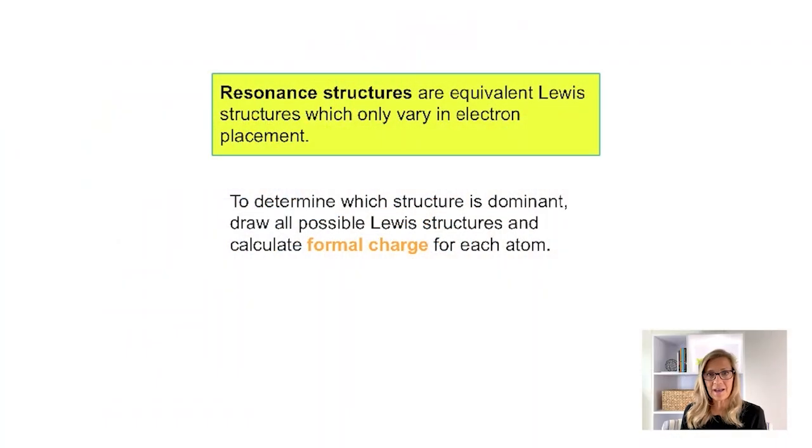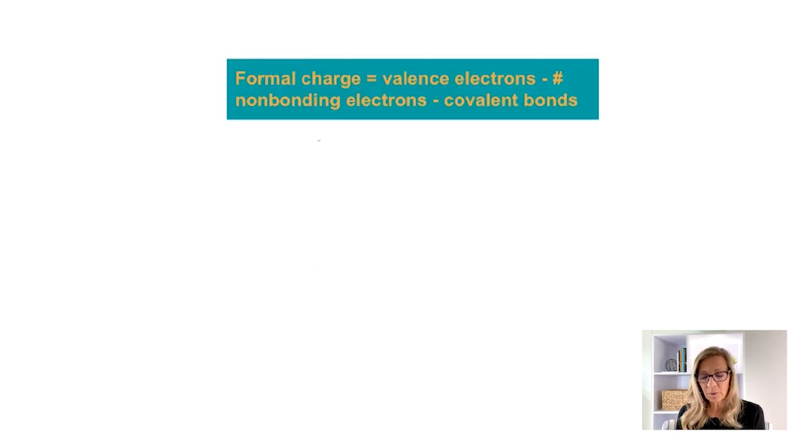So when you have the ability to draw more than one Lewis structure for a compound, how do you know which one is valid? Well, resonance structures are Lewis structures that only vary by where the electrons are. To determine which one is valid or dominant, we're going to assign something called formal charge to every atom in the structure. So let me give you the formula for formal charge. We're going to take valence electrons, which we get off the periodic table, subtract non-bonding electrons, and then subtract the number of covalent bonds. So this formula, write this down.